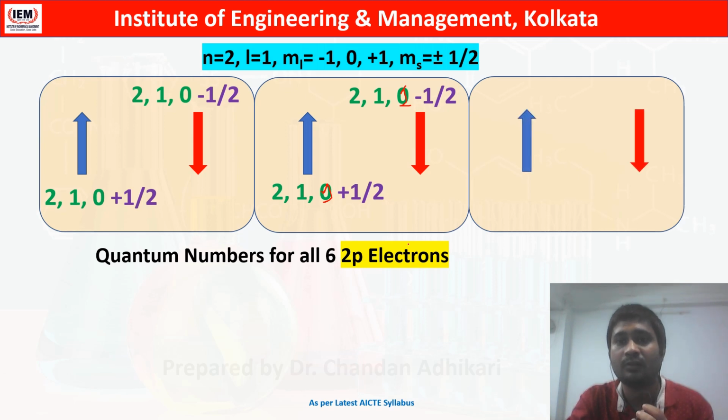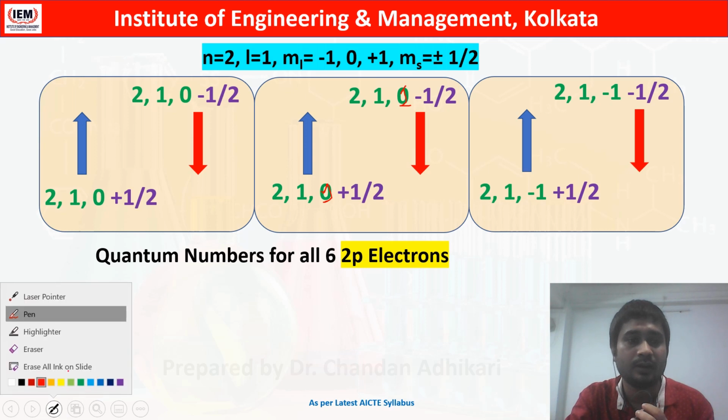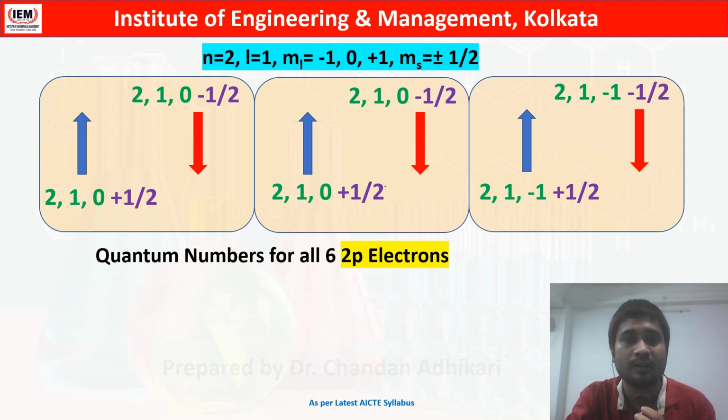Similarly for these 2 electrons, we have taken this as plus 1. So 2, 1, 1, plus half and 2, 1, 1, minus half, and this one 2, 1, minus 1, plus half and 2, 1, minus 1, minus half, because ml has 3 values, so I have to take 3 values.